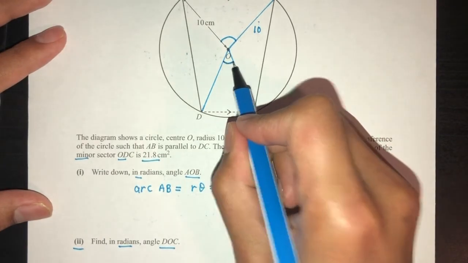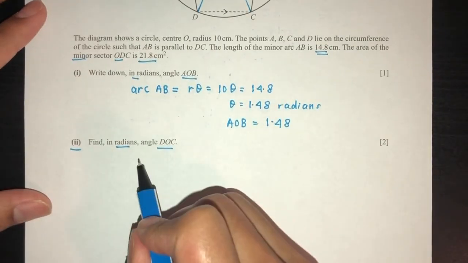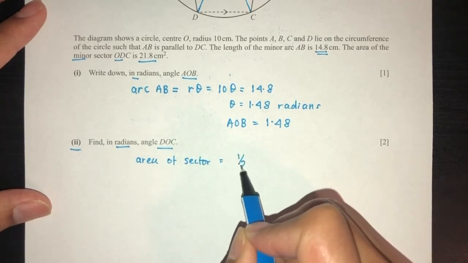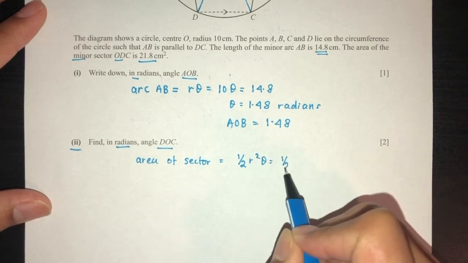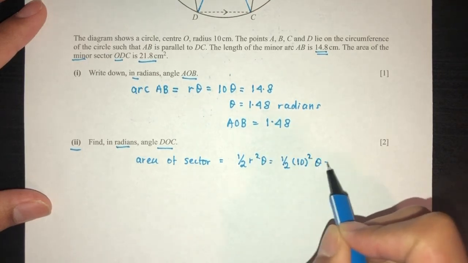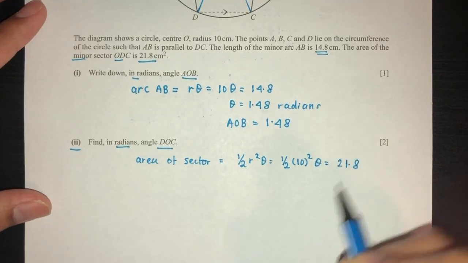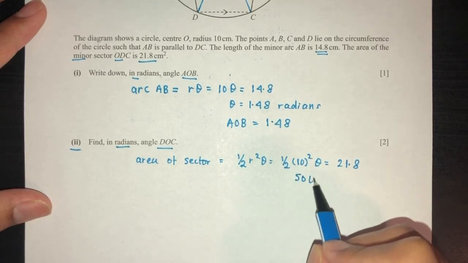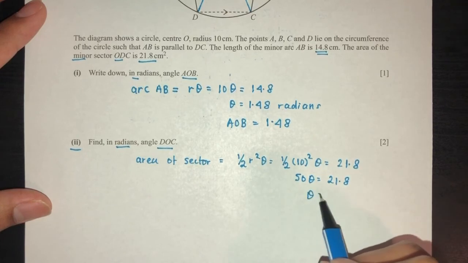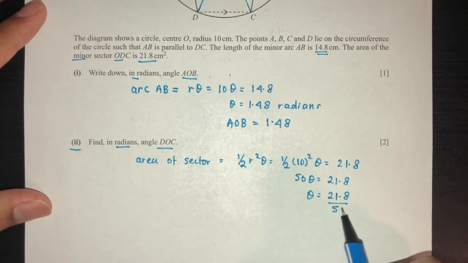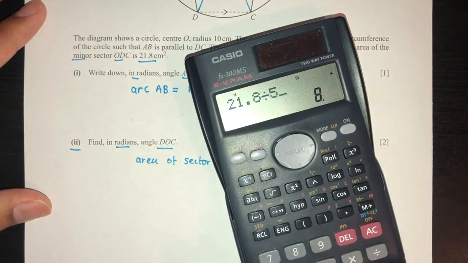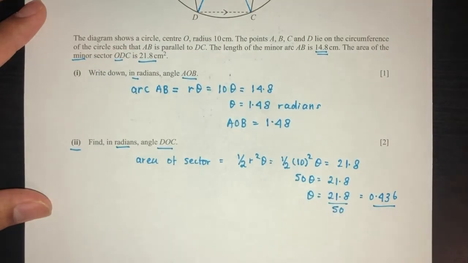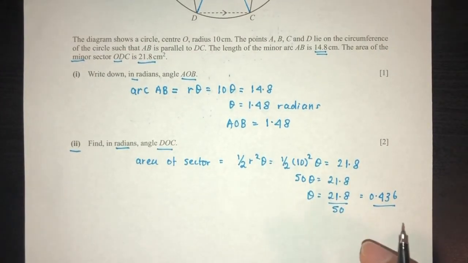So how do you find the area of a sector? We use our formula. Area of sector is half r squared theta. Half 10 squared times theta, which we don't know, is equal to 21.8. So 10 squared is 100, divided by 2 will be 50, so theta will be 21.8 divided by 50. That will be 0.436. That is your radians for angle DOC.